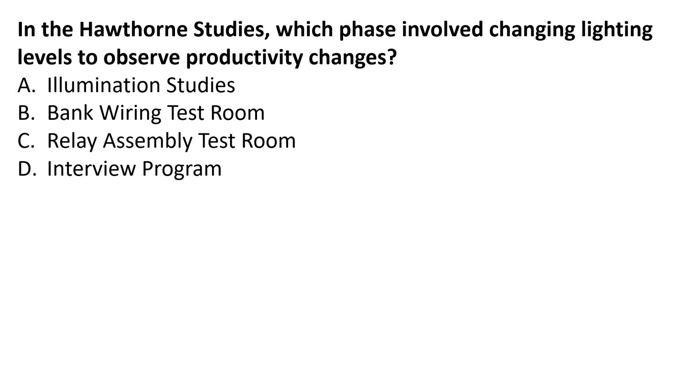Next, in the Hawthorne studies, which phase involved changing lighting levels to observe productivity changes? A. Illumination studies. B. Bank wiring test room. C. Relay assembly test room. And D. Interview program. So the right answer is option A, illumination studies. Clear?